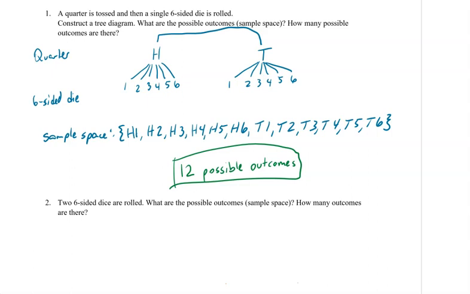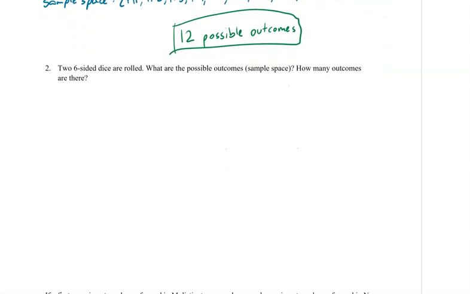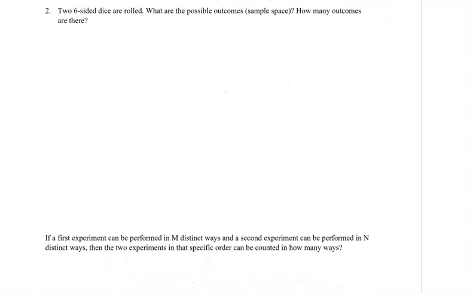All right, so let's try another one. We're not going to do the tree diagram for this one because the tree diagram is pretty big for this one. But we are still going to talk about the sample space because it is going to help us whenever we get to probability to specifically have this sample space completely drawn out. So make sure this is in your notes, please. I promise it is going to help you. All right, 2 six-sided dice are rolled. What are the possible outcomes and how many outcomes are there?